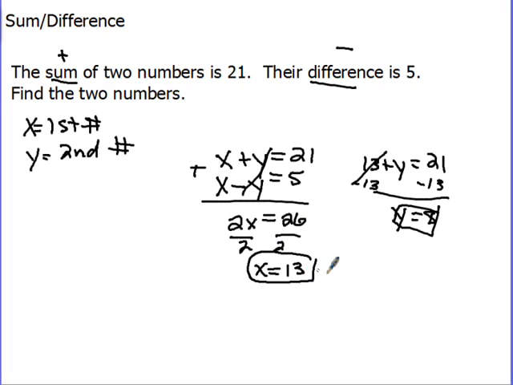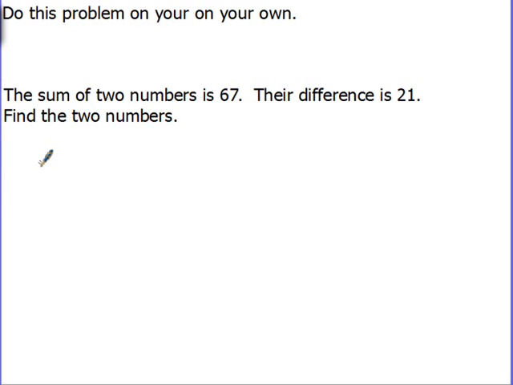Let's double check. 13 plus 8, yep, that equals 21. 13 minus 8, yep, that's 5. So I know I have the correct numbers. Okay, go ahead, copy this one down, pause the video, play it when you're ready for the next type.